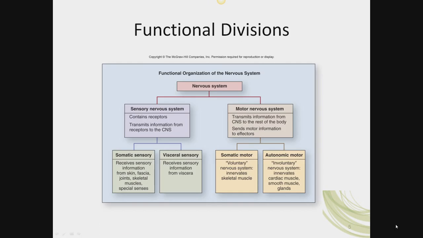We can divide the nervous system not only into anatomical divisions, but as shown here, we could separate it into functional divisions. There's either sensory, or incoming information, or outgoing commands. That would be your motor system. So sensory neurons bring action potentials toward the brain and spinal cord. Another way of saying this is that they're afferent.